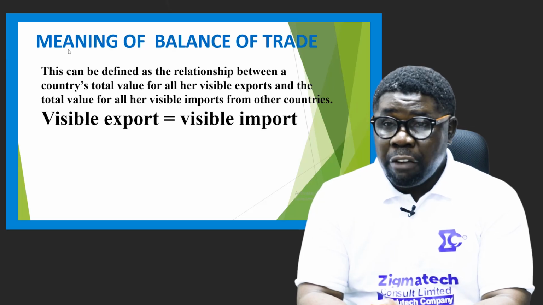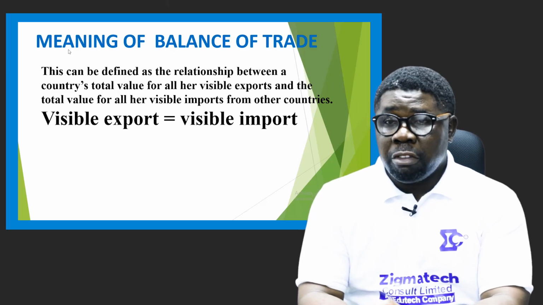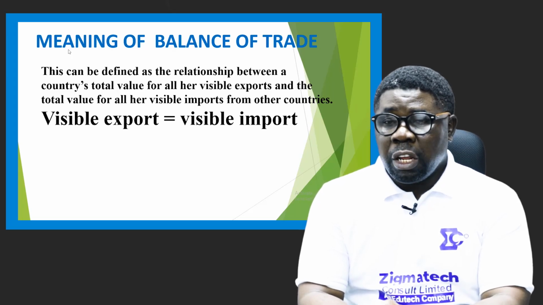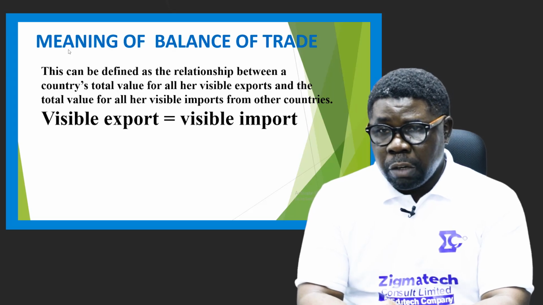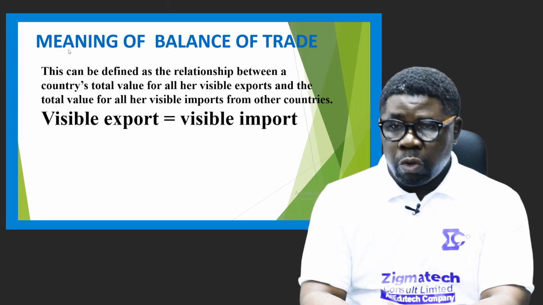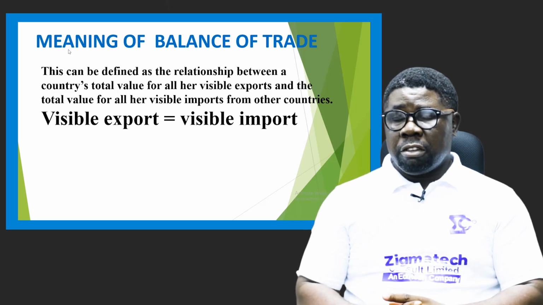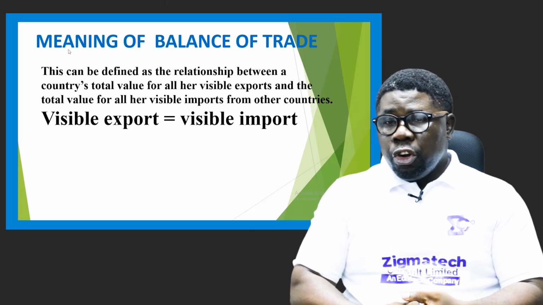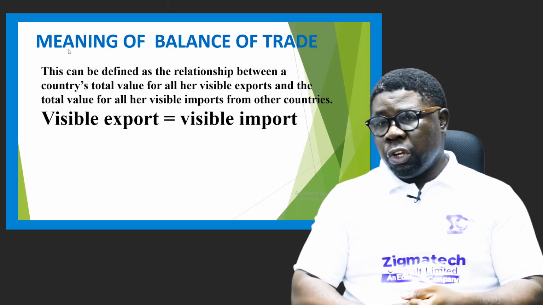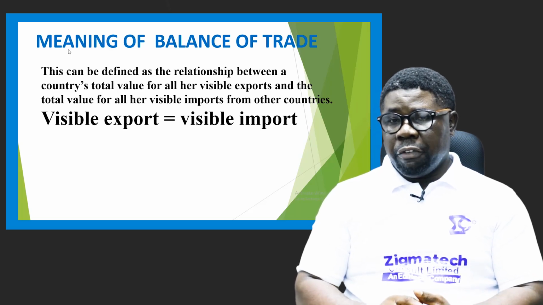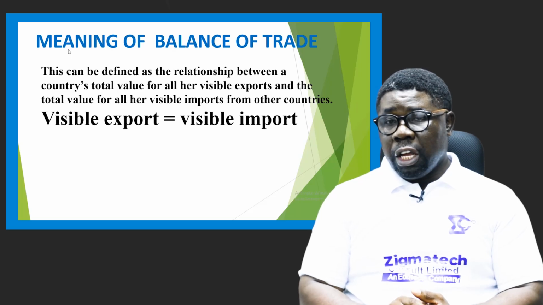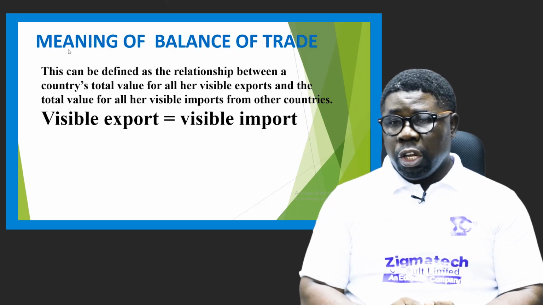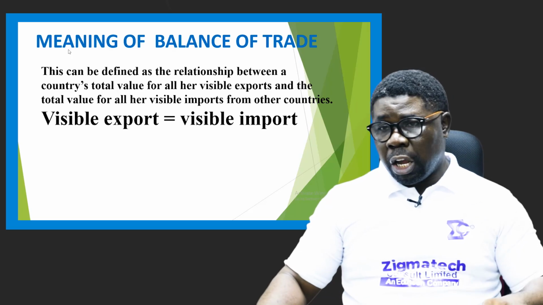But when they are not equal, you have a disequilibrium. Sometimes it's called unfavorable, the other time it's called favorable. So when it's not equal, you can have a favorable balance of trade or an unfavorable balance of trade. If it is favorable, it means that the country in question has enjoyed more trade advantage between it and the country in consideration. If the reverse is the case, it means that the country is suffering a loss in trade compared to the country they are trading with. So that's what we call disequilibrium.